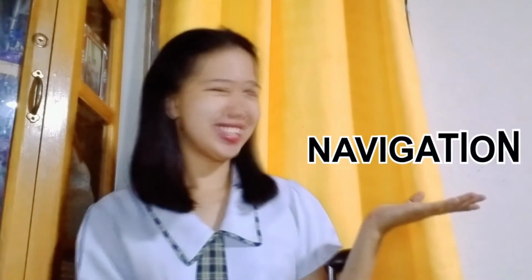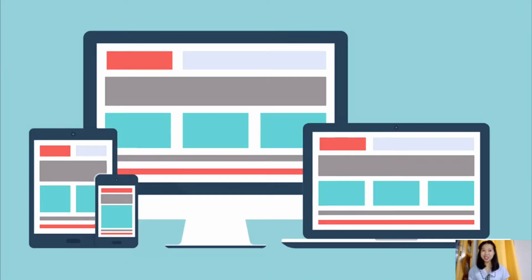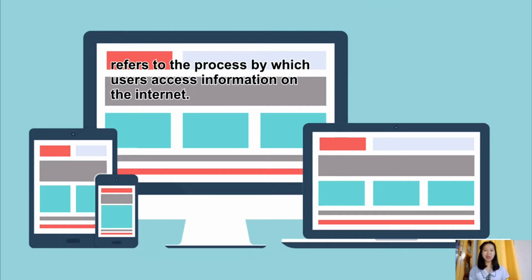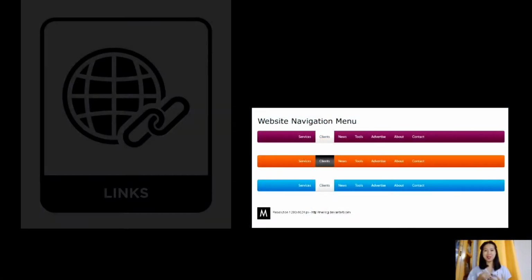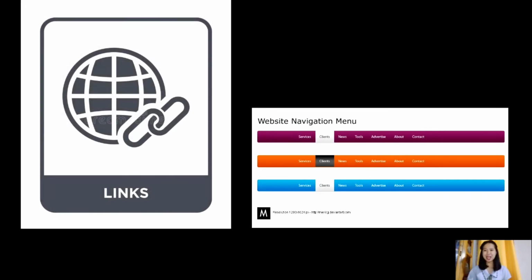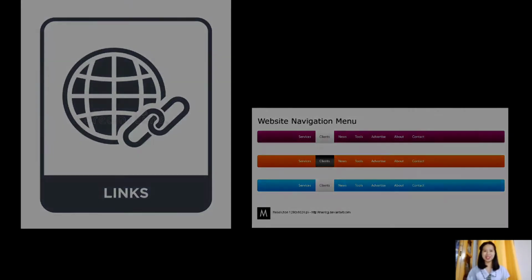Another one is navigation. Navigation refers to the process by which users access information on the internet. Usually when we use the term, we're talking about the menus, links, icons, and buttons on your site, along with where they are and where they take a user.